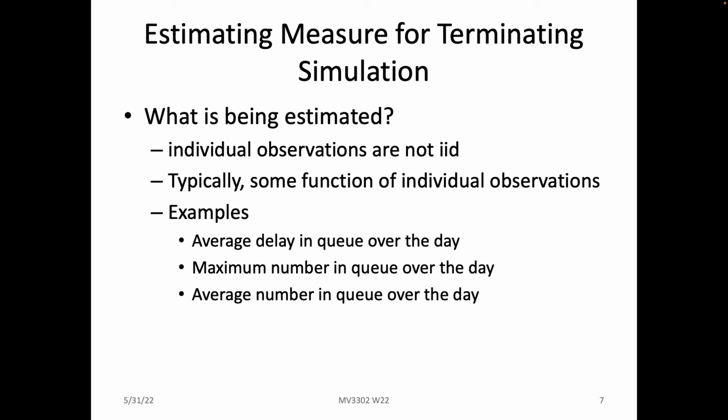Okay, so let's look at, again, our canonical example, delays in queue. The individual observations fail both of the i's. They're not independent, and they're not identically distributed. It should be clear that they're not identically distributed, but in case it's not, let's do a little thought experiment on this.